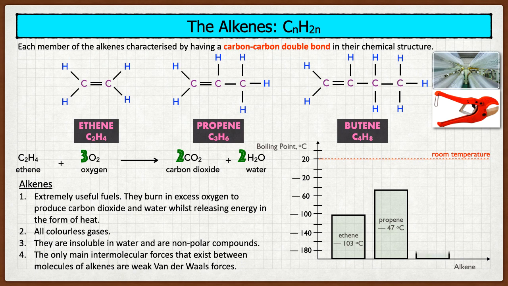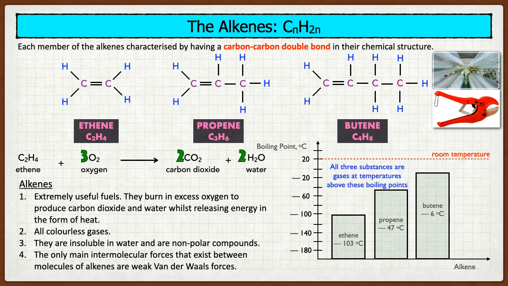And the last alkene that we're dealing with here is butene. Butene evaporates at minus 6 degrees Celsius. So you can see quite clearly that as we go from ethene to propene to butene, the boiling point increases. So what do you think the next member of the alkenes will be? The next member of the alkenes is pentene, and it evaporates at 30 degrees Celsius, just above room temperature. So therefore it will be a liquid at room temperature. We don't need to know anything about pentene though on this course.